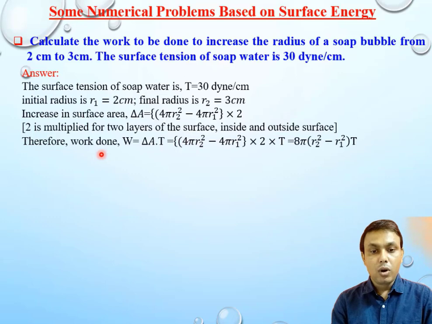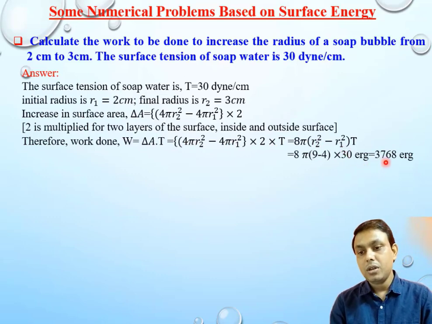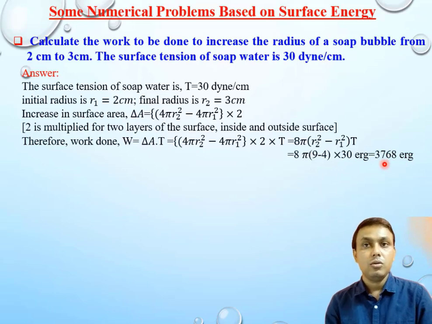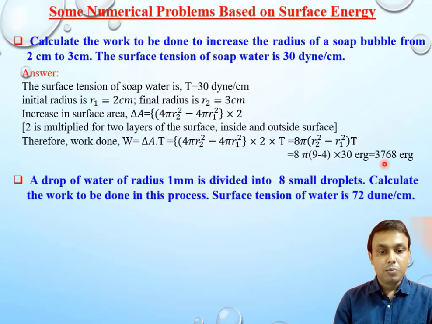So, the work done will be delta A into T. If we put all these values, we shall get 3768 erg. So, this is the procedure for how to solve these kinds of numerical problems. Now, another example.